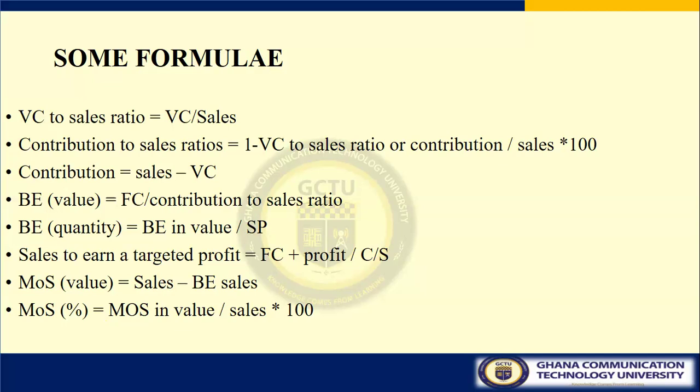The margin of safety in value, the formula is sales minus break-even in sales. The margin of safety in percentage is the margin of safety in value divided by sales times 100.